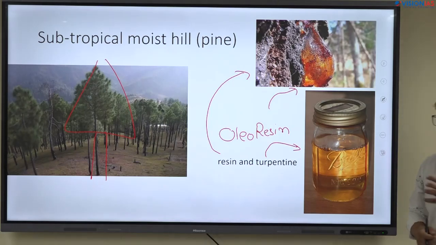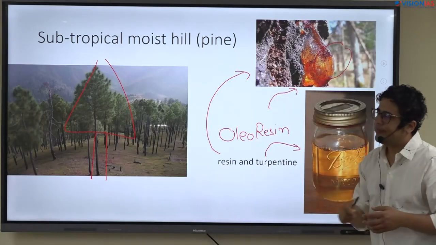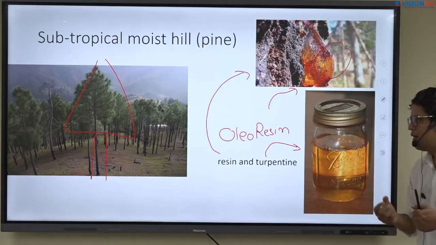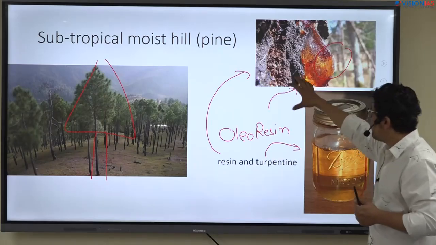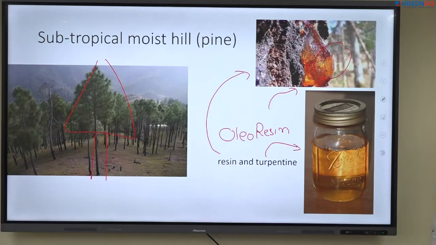So what is resin? Resin is a wax-like substance that you get from pine tree. You have to remove the bark and it will slowly come out. It's a little bit thick, and also from its wood, this turpentine oil is manufactured. This is turpentine oil that you see. So it is also obtained from pine tree. So you can see different byproducts.